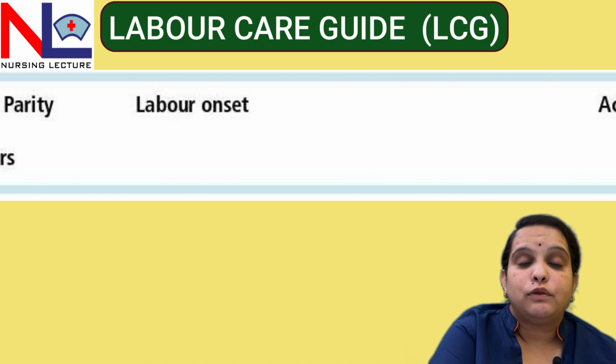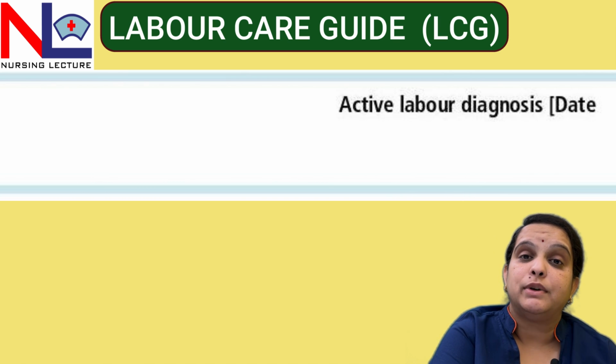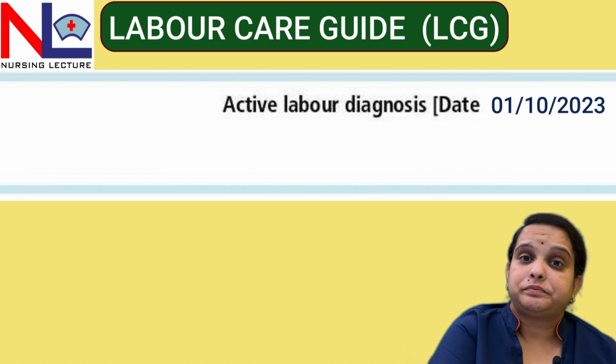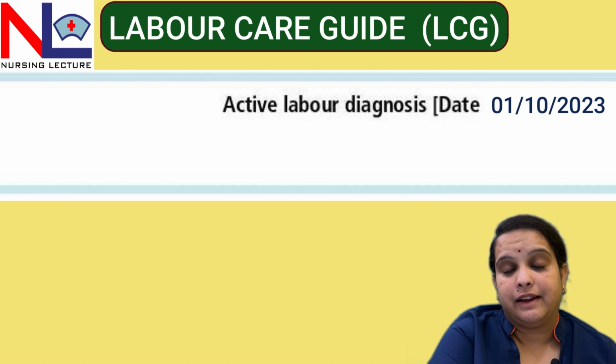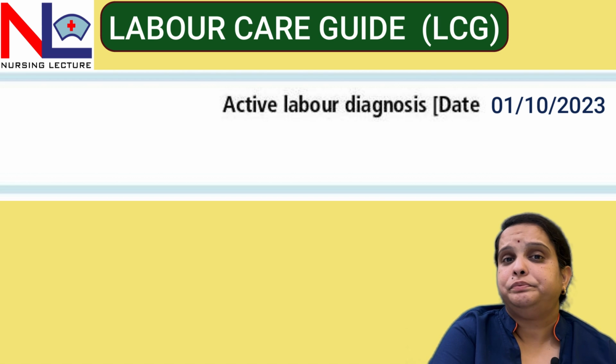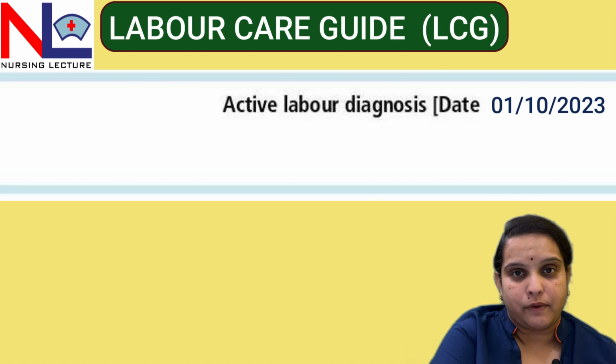The next is active labor diagnosis date. There we can write when the mother enters into the active phase of labor, when the cervical dilatation is more than 5 centimeters. So that date in day, month and year format you have to write.